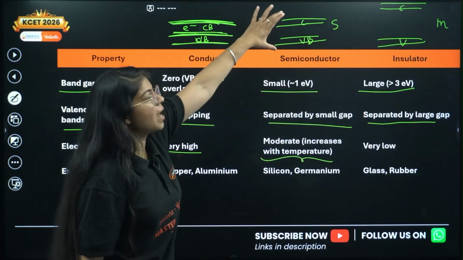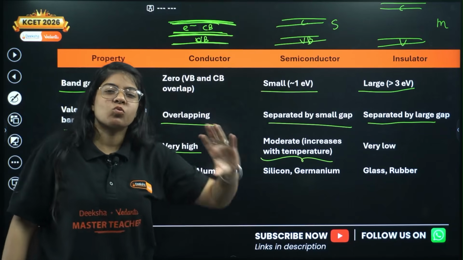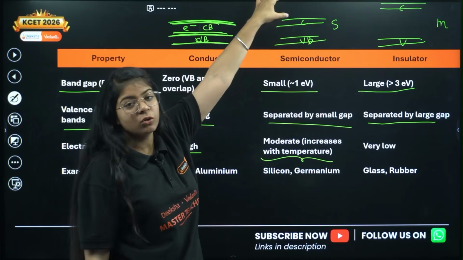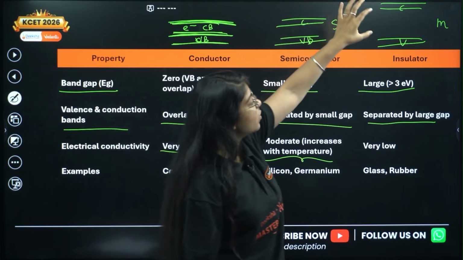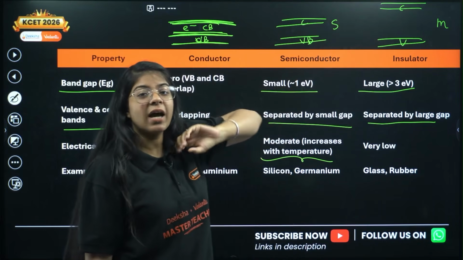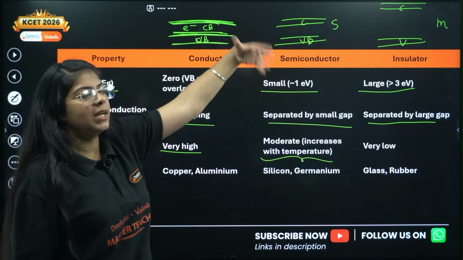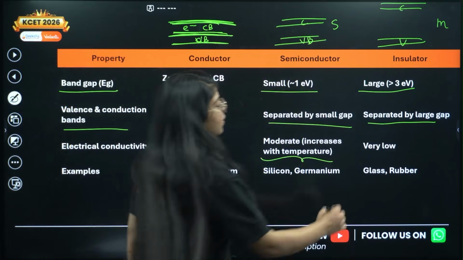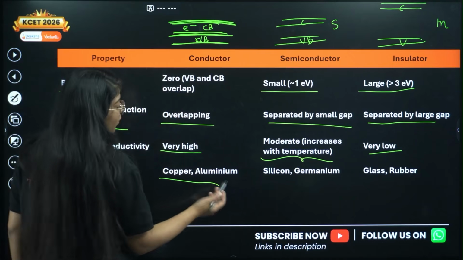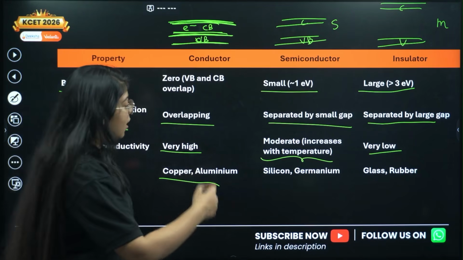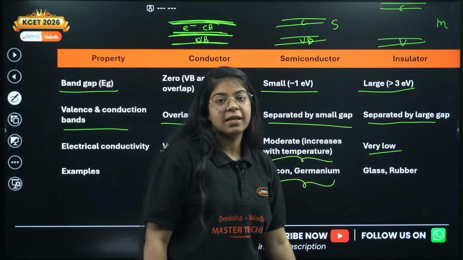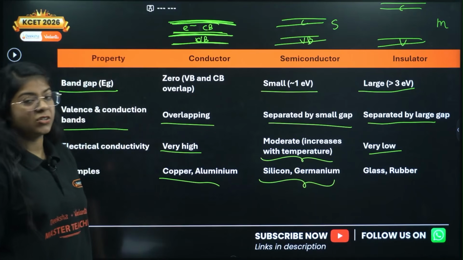Since the energy gap is not much, in case of semiconductors, by giving a small temperature, electrons can easily jump from the valence band to the conduction band. But in case of insulators, even after giving temperature, the gap is still very high. Electrons don't have this much energy to jump from the valence to the conduction band, and that is why their conductivity is very low. Some examples for conductors are copper and aluminium, which we use in wires. Semiconductors are silicon and germanium, which we have read about in the semiconductors chapter. Then glass and rubber, we know they don't conduct electricity at all.